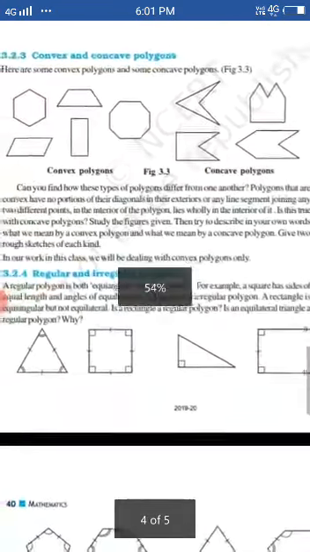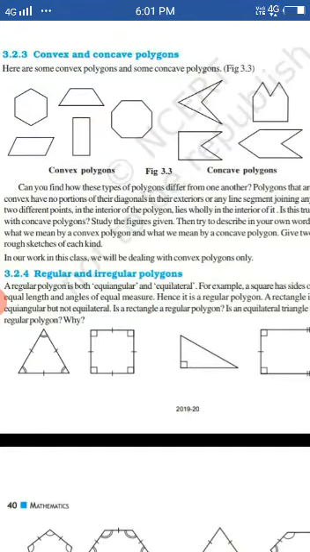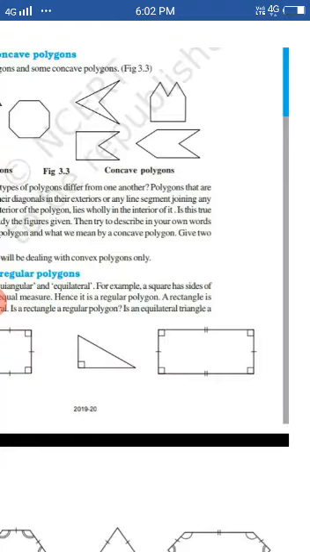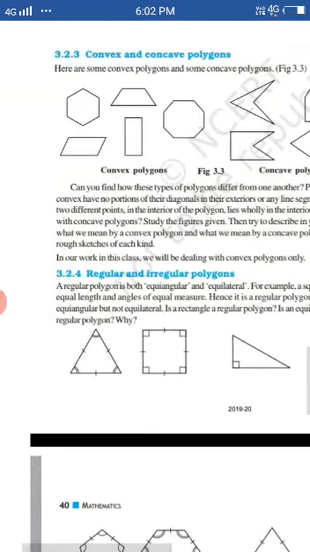Now the next topic is regular and irregular polygons. What is a regular polygon? If all sides of a polygon are equal, then it is called a regular polygon, and if the sides are not equal, then it is called an irregular polygon. Like an equilateral triangle, a square, and a rhombus also. These are the examples of regular polygons.